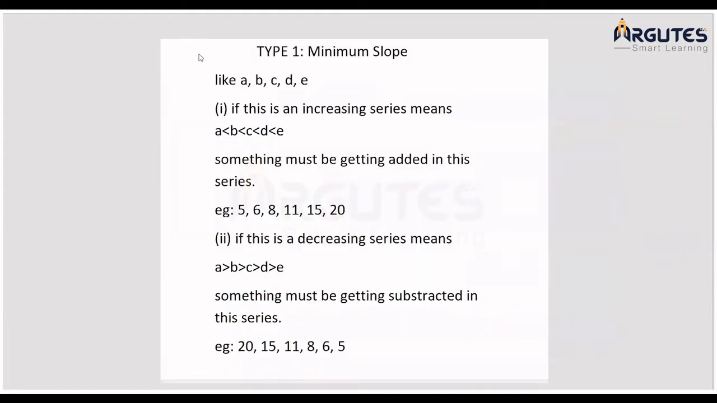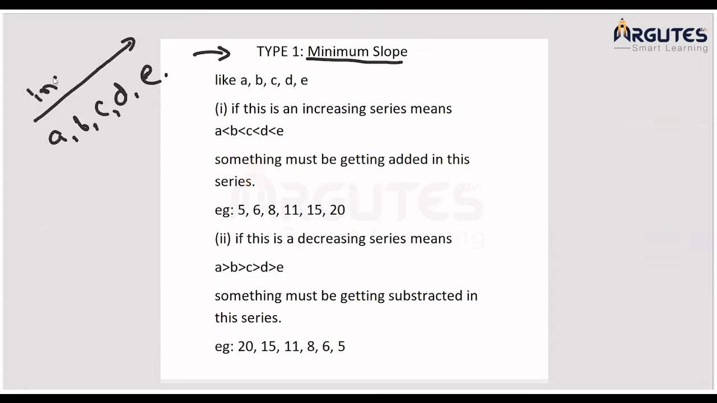So first we will learn about type 1, that is minimum slope. The series will be in the form A, B, C, D, E, and so on. Either this series is in increasing order or in decreasing order. It is in increasing order when every successive number is greater than the previous number, else it is in decreasing order.